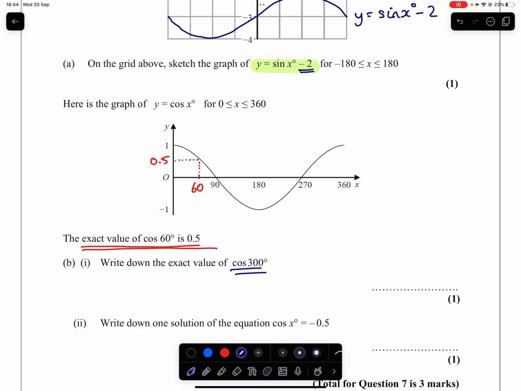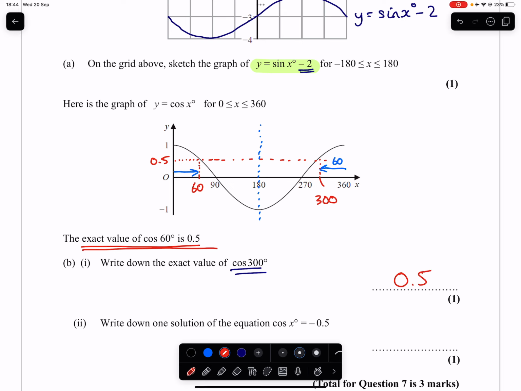Well, it just so happens that 300 is 60 back from 360, just as 60 is 60 away from 0. And with the way that a cos graph is designed, we have symmetry going right down the middle. So the angle 60 giving us a 0.5 answer is exactly the same as this 300 here. So our cos of 300 is actually 0.5 as well.